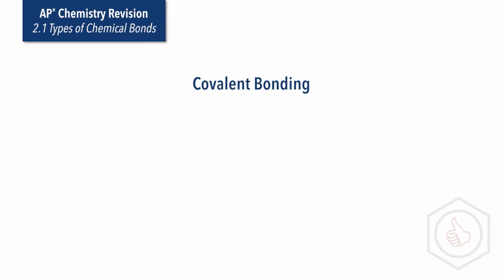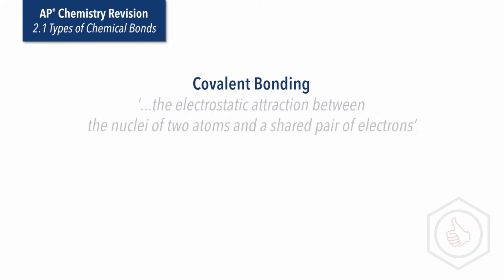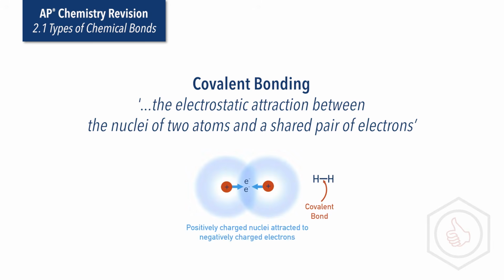Covalent bonding is the electrostatic attraction between the nuclei of two atoms and a shared pair of electrons. When two electrons get shared between two atoms, the positively charged nucleus of each gets attracted to the shared electrons, and this pulls the two atoms closer together.